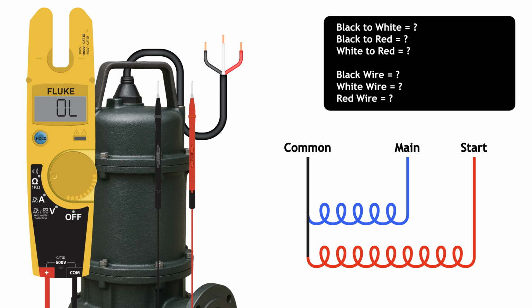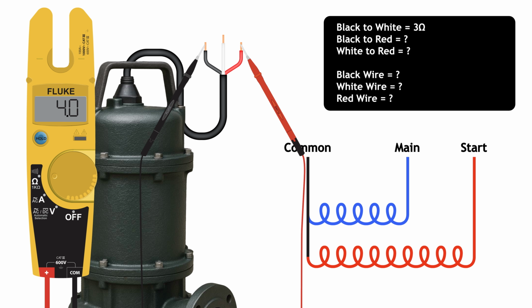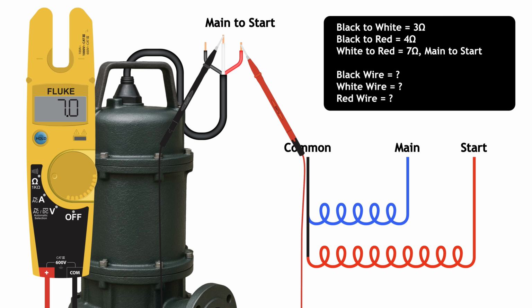We'll test a hypothetical grinder pump with black, white, and red wires using a digital ohm meter. Readings: black to white equals 3 ohms. Black to red equals 4 ohms. White to red equals 7 ohms. From this, the highest reading, 7 ohms, is between main and start windings. So white and red are main and start.